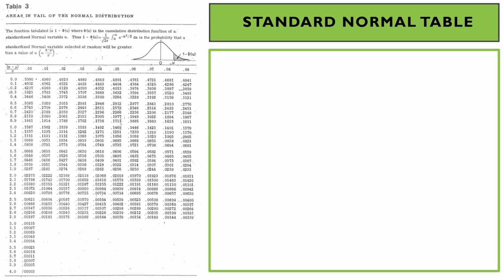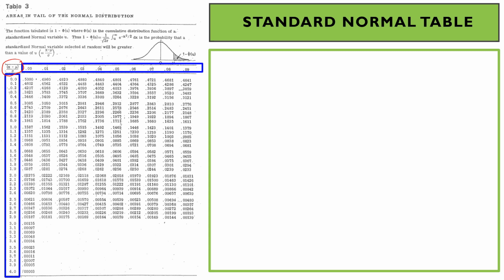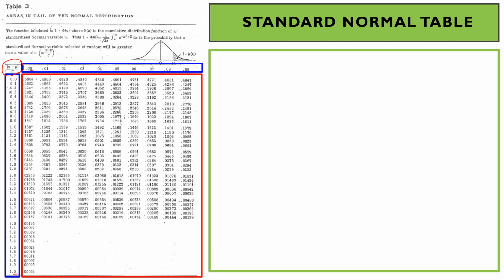Let's look at the standard normal table. Here is the calculated Z value, x minus mu over sigma. Z refers to the first column and first row. So the first column gives the first decimal place, the first row gives the second decimal place, and this one is the probability value based on the calculated Z.